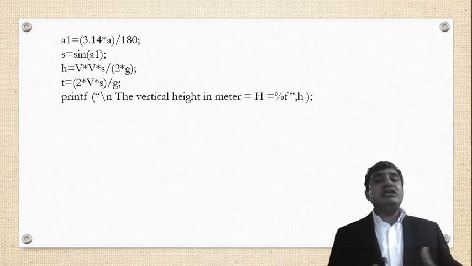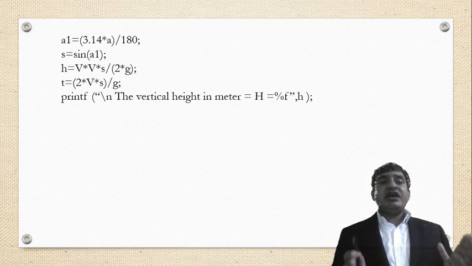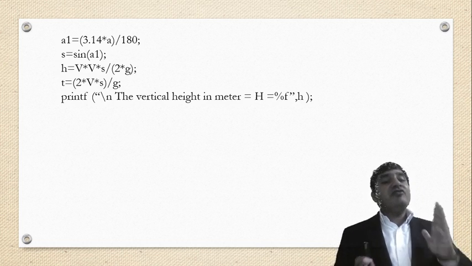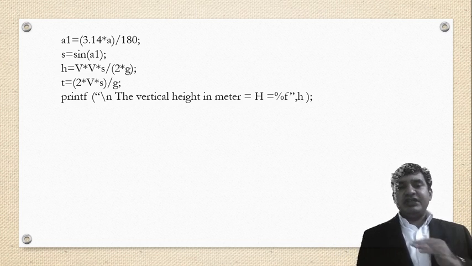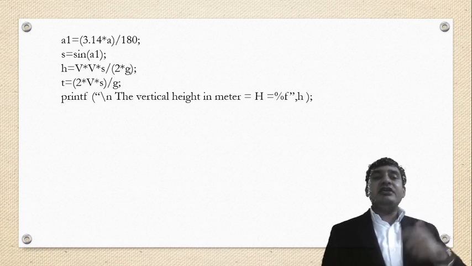Now we have to display the time of flight and vertical height on the screen. For that we use two output functions, that is printf, and \n indicates a new line.